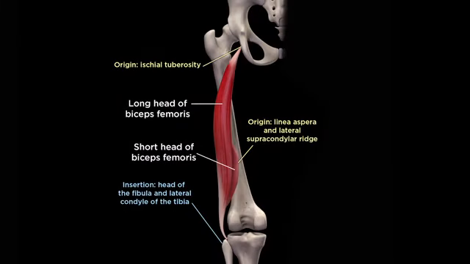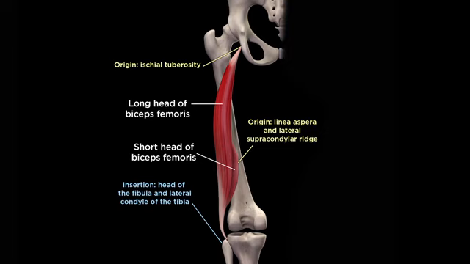As its name implies, biceps femoris is a two-headed muscle. Its long head comes off the ischial tuberosity, but the short head originates from the linea aspera and lateral supracondylar ridge on the posterior femur. The two heads converge and insert in common on the head of the fibula and lateral condyle of the tibia. So only the long head of the biceps femoris extends the hip, whereas both heads cross the posterior knee to help flex it.